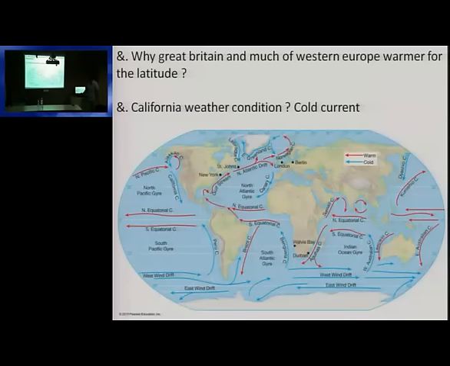Second thing, just focus on this region. Here is a desert, that is the Sahara Desert. The desert has been formed because of very warm temperature. But on the same latitude, there is California. California has a very mild climatic condition compared to this latitude. Why? Because there is a cold current flowing. Can you see this California current?